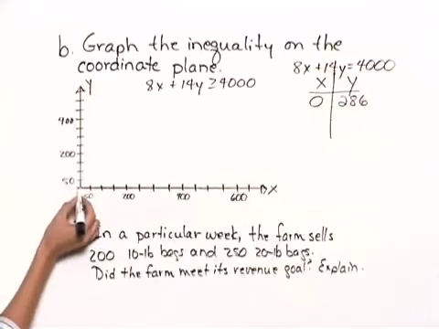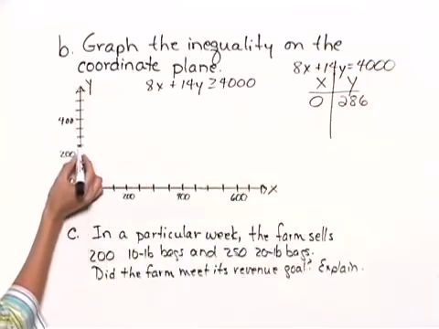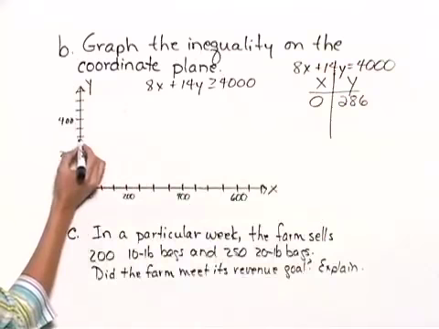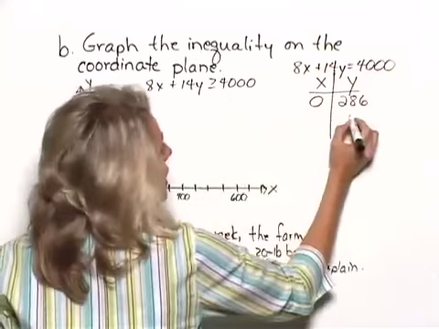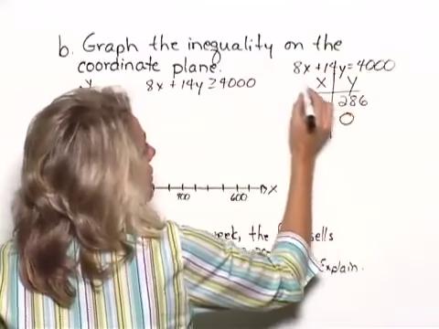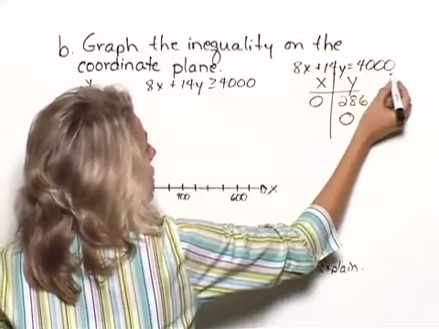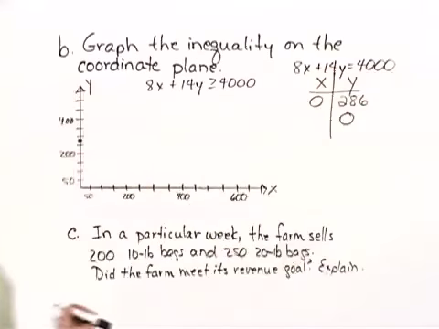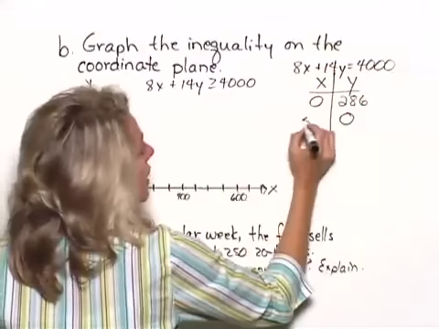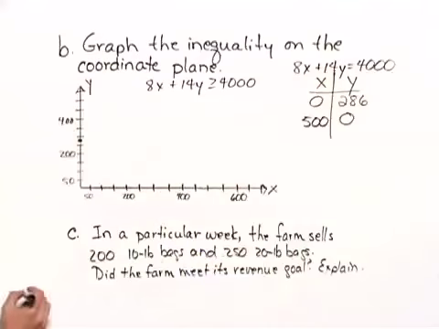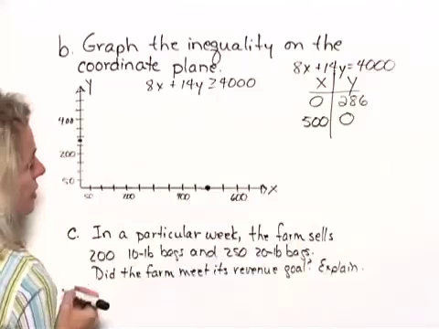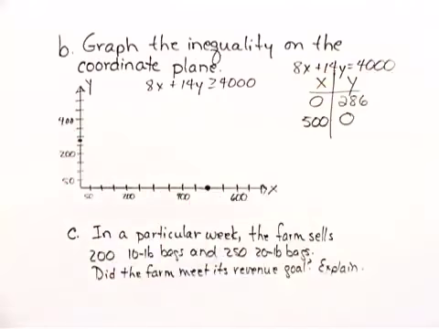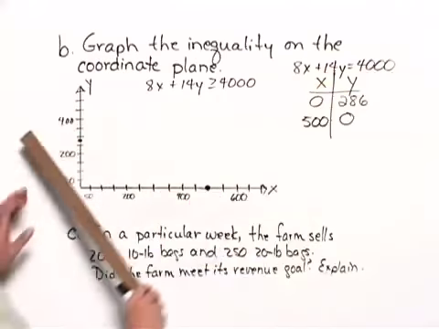Each one of the hash marks on the vertical axis is 50. So 200, 250, 300, so 286 is about right there. Now let's do the same, letting y be 0. So we have 8x plus 0 equals 4,000. When we divide both sides by 8, we get an x value of 500. So find 500 on the x-axis, the horizontal axis. And then we're going to take our straight edge and connect those two points.